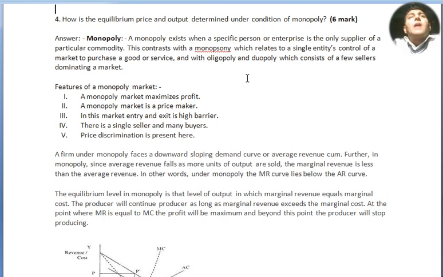Question number 4. How is the equilibrium price and output determined under condition of monopoly? For 6 marks. Answer. Monopoly. A monopoly exists when a specific person or enterprise is the only supplier of a particular commodity.